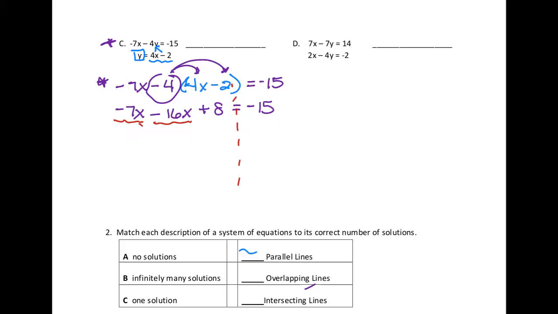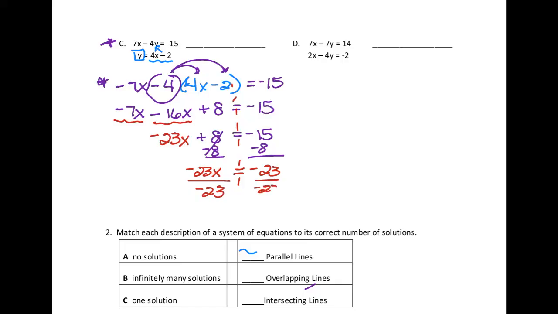And I used to kind of go like this or something. Now I've decided maybe it's better if I underline them. Negative 7x and negative 16x is going to be negative 23x. So combine those like terms on the same side of the equation. Plus 8 equals negative 15. You've got your x term, get your 8 to the other side. So negative 23x is equal to negative 23. Divide by negative 23. So x is equal to 1.